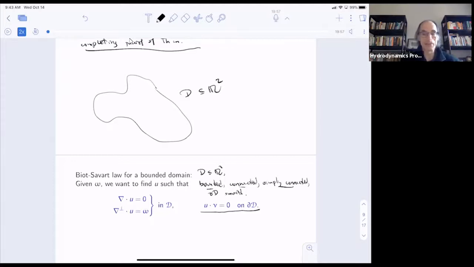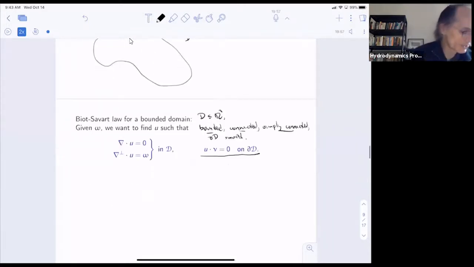And so a huge role in the previous proof was played by the Biot-Savart law, which told us how to recover a velocity field u once we're given a vorticity omega. Let's ask, how do we do that in this setting? And so I'll just do it.